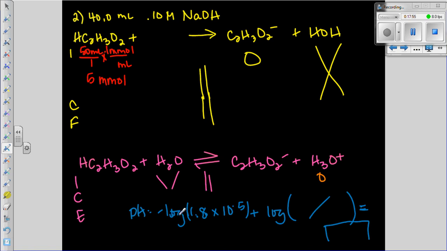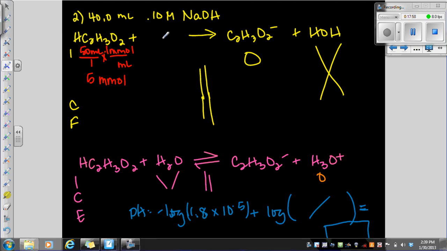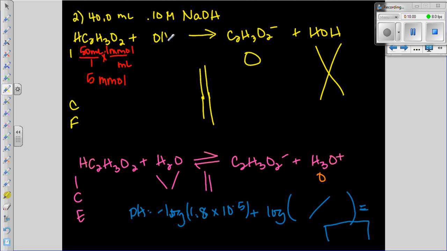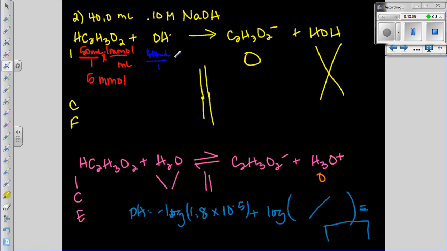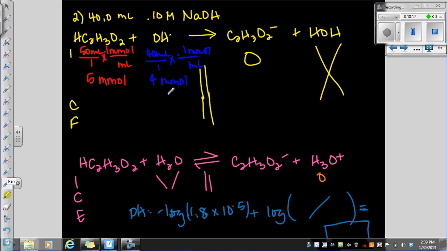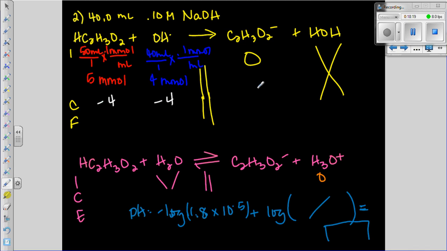Now that strong base is going to once again react with the weak acid, but I need to go to millimoles. So I'm going to take 40 milliliters times my molarity. I'm going to get 4 millimoles. Okay, if you're looking at this, hydroxide is going to be limiting. This side will go down by 4. Product side will go up by 4. I'm going to have no strong base left. I'll have 1 millimole of acid present and 4 millimoles of conjugate base present.